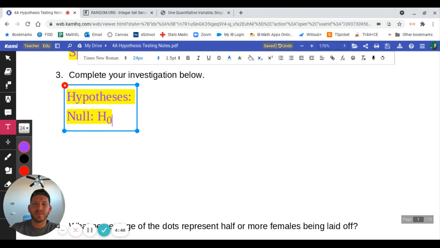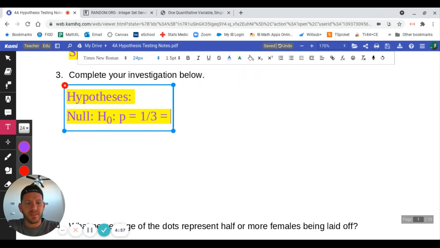Our null hypothesis, in this case, we're going to be talking about proportion. So I want to test and see if that proportion is 1/3 or that 0.3 repeating.